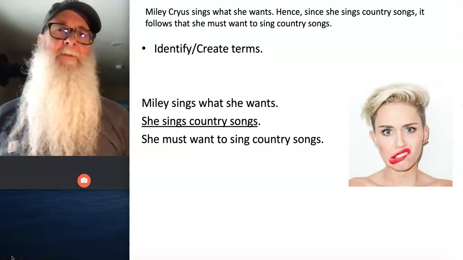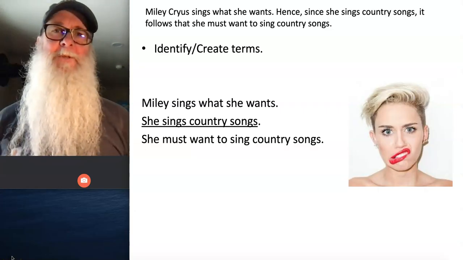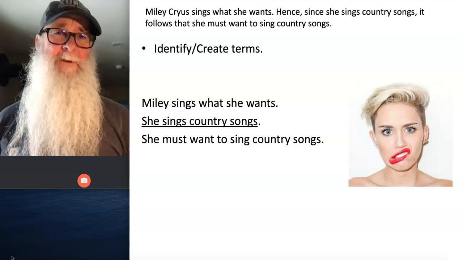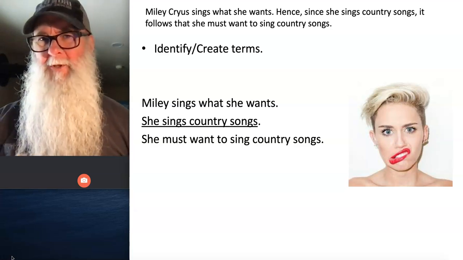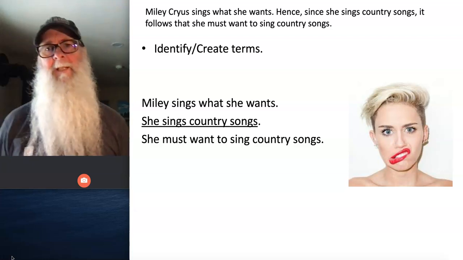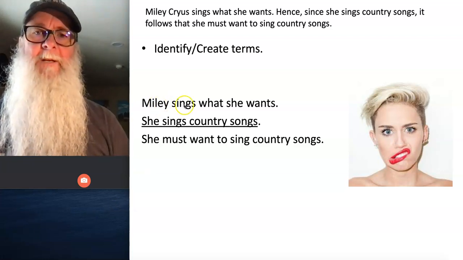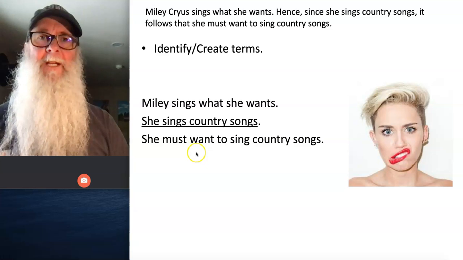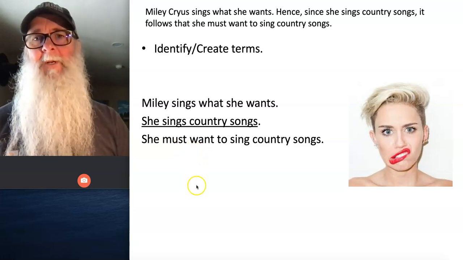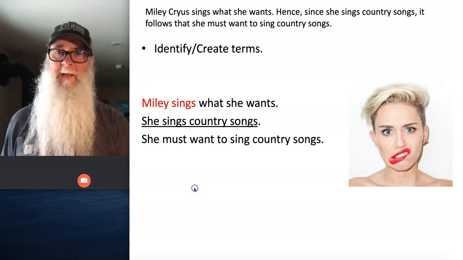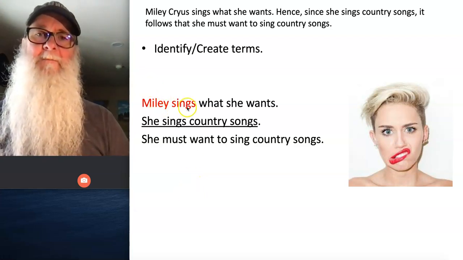All right, step number 2, we've got to identify or create terms that we can use in standard form categorical statements. And in this particular argument, what those terms are is kind of tricky to determine. So we want to look really carefully at what's going on in this argument line by line to see if we can start pulling out terms that we can express as plural nouns or noun phrases. So the first thing we come across is this statement, Miley sings.